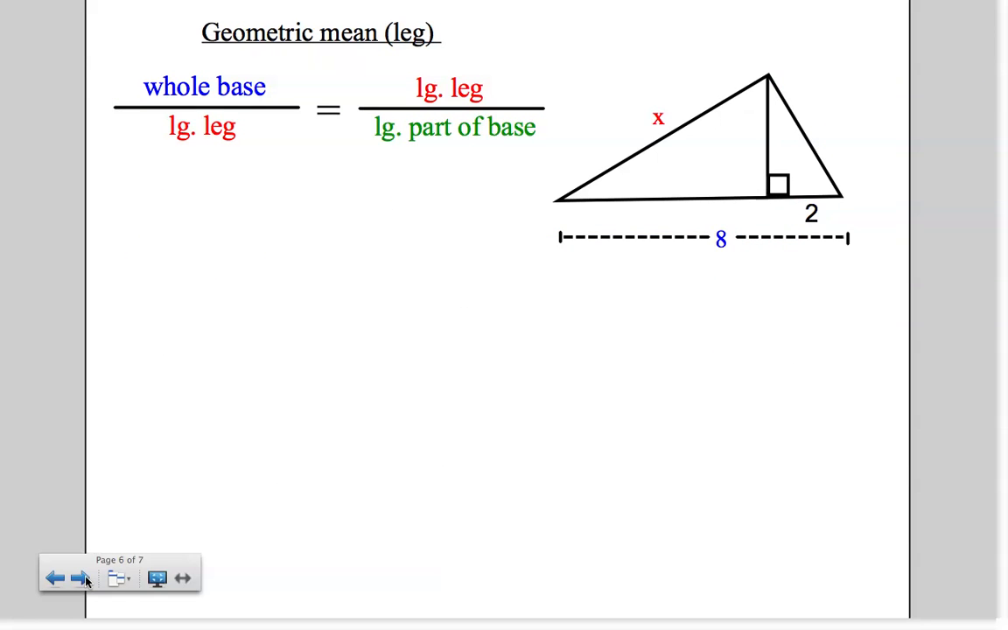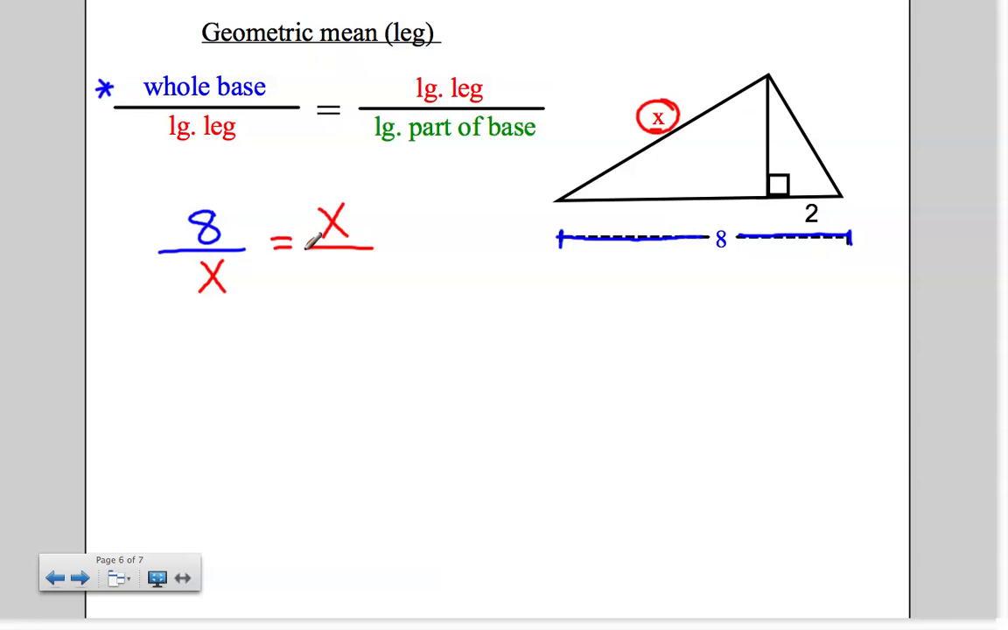My next example of geometric mean is very similar to the last one. Instead, in this case, they give me the large. They're asking me for the large length, sorry. So I need to just follow exactly what the equation says. The whole base, which is this whole distance, is 8. So whole base over the large leg, which we don't know what it is yet, so it's represented by x, equals x over.